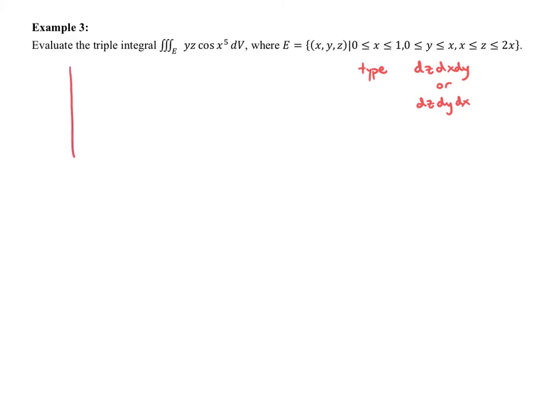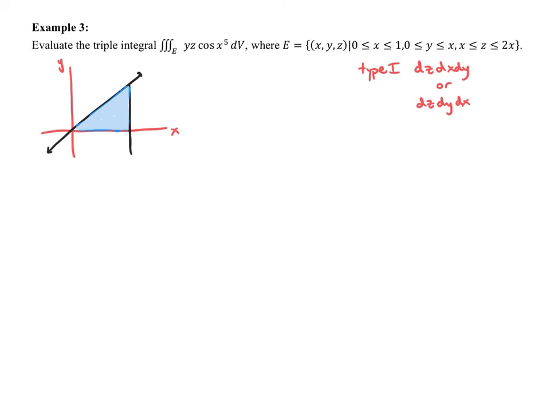So again, we're doing type 1. Sorry, I didn't even label that, type 1. And we're going to project this on the xy plane. So y goes from 0 to x, and x goes from 0 to 1. Okay, so the region is right here. In fact, we've done regions like this already with double integrals, so that really hasn't changed. So again, you could write it either way.